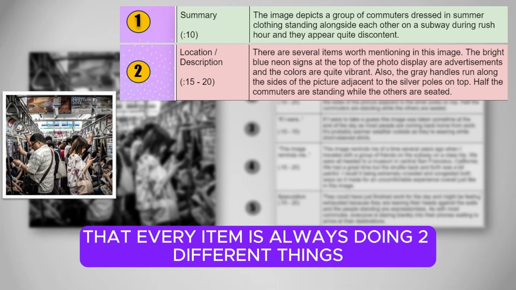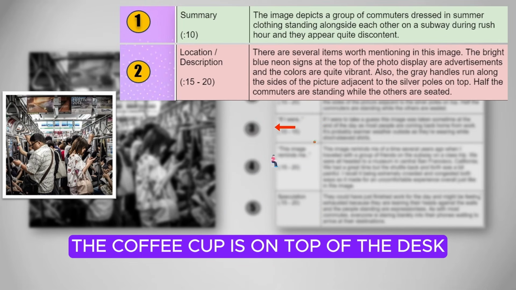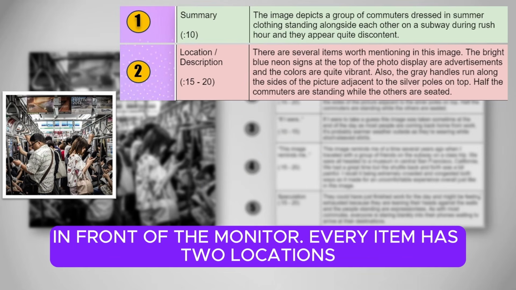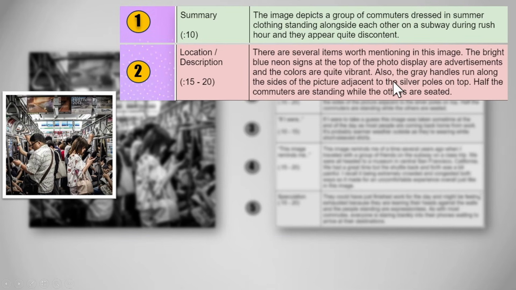Remember also that every item is always doing 2 different things. For example, the wallet is on the desk next to me. The coffee cup is on top of the desk in front of the monitor. Every item has 2 locations, and we can use prepositions for that. When we say words like adjacent and alongside, these are C1 and C2 level words in the academic scale. So keep that in mind. Use higher level prepositions.